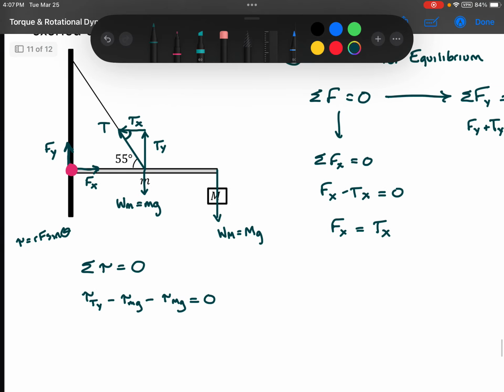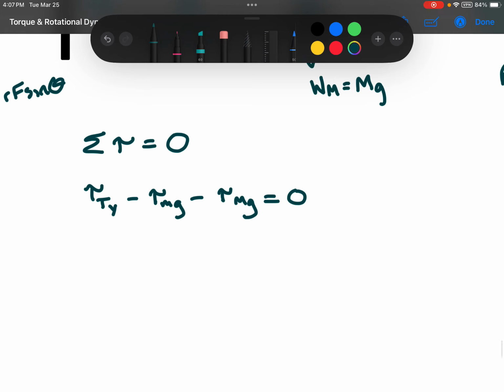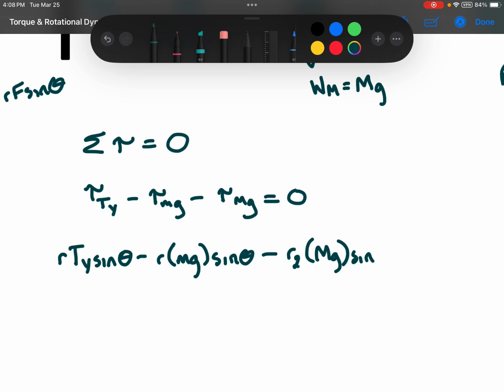So the torque from Ty is that radius, Ty sine that angle, minus the torque from the bar's weight, that radius times mg, the force, sine theta, and then minus the torque from the sign's weight. I'll call this R2 because this is going to be a different distance. Big Mg sine theta. All right, and all of this has to sum to 0.